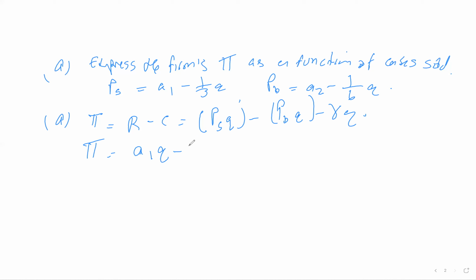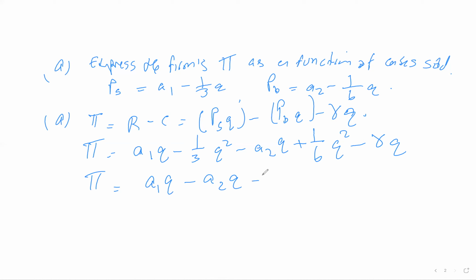So that's A1Q minus 1/3 Q squared, minus A2 times Q, plus 1 over 6 Q squared, minus gamma Q. Therefore, it can be written as A1Q minus A2Q minus 1 over 6 Q squared minus gamma Q. So this is your answer for the first part.